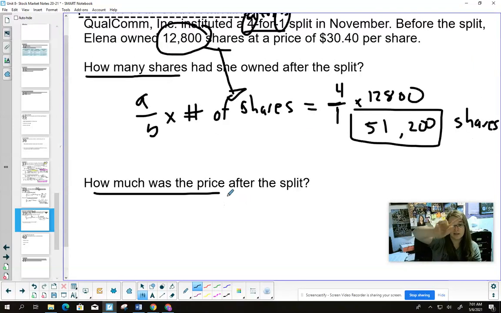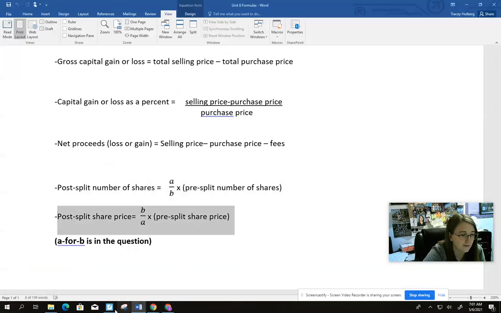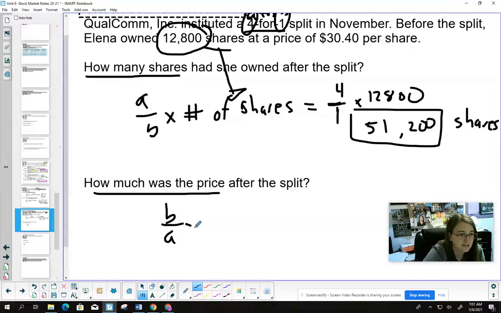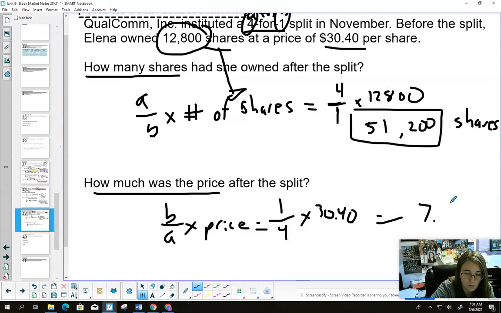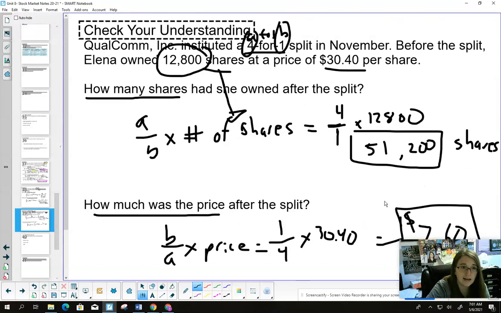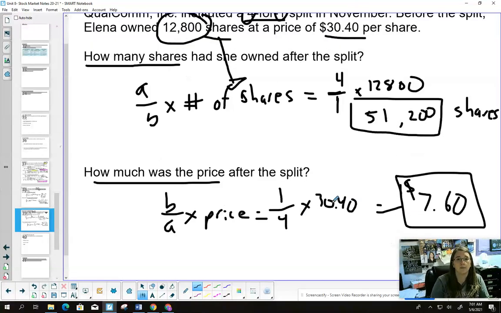So if I already did A over B, it's going to get flipped for the next one. How much was the price? Again, that's B over A. B over A times the price before. So 1/4 times 30/40. We have 7.6. This is 760. So once again, this is a traditional stock split here, because the price goes down.